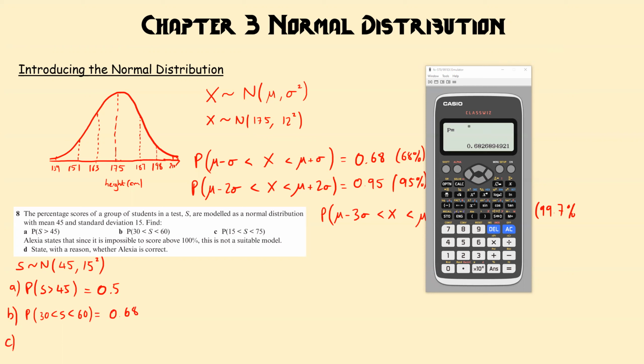And finally, C, 15 is 30 less than that, which is 2 standard deviations less. So the probability of 15 < S < 75. It's the worst inequality ever. You'll notice that this is 30 above and 30 below where we're starting. So 45, if we take away 30, we get 15, and add 30, we get 75. So this is basically 2 standard deviations above and 2 standard deviations below. So for this one, it's going to be 95%, so 0.95.